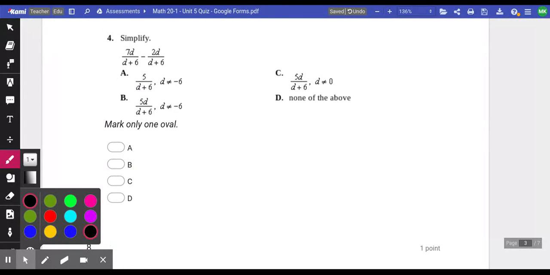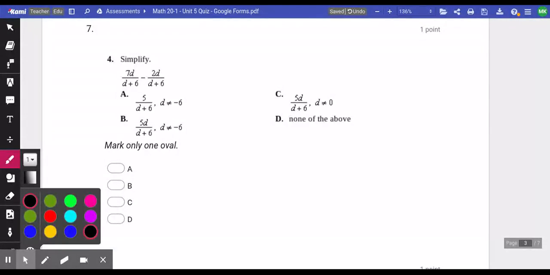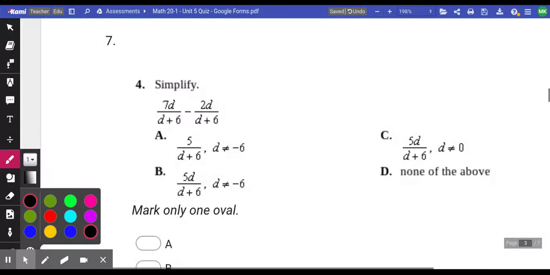Number 4, simplify. All right, to simplify, you need to first factor. You can't factor this, but you can for sure put brackets on your binomials to remind yourself they're kind of packages. They're stuck together. The next thing you want to do is check what type of question you have. It's a subtraction question. That means you need a common denominator.